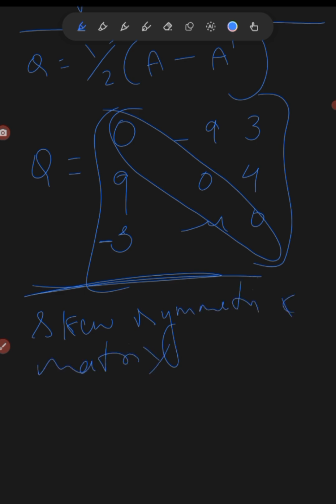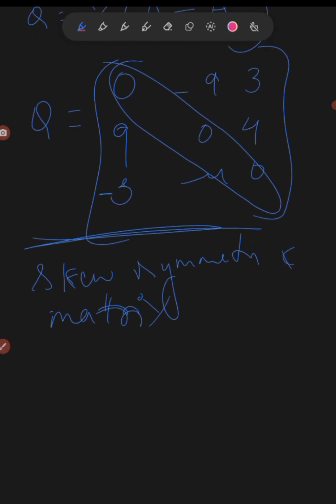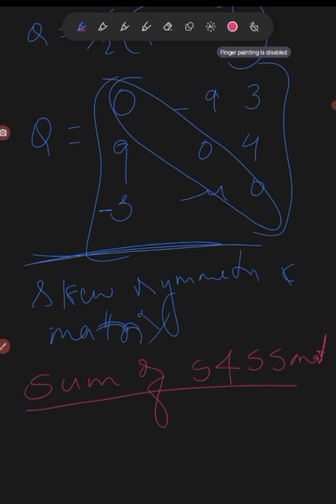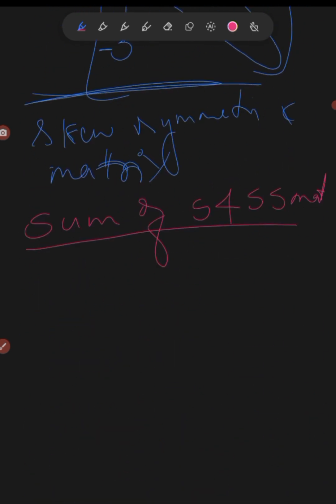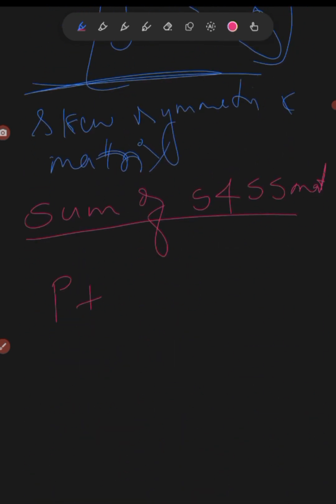They might also ask for the sum of symmetric and skew-symmetric matrix. Then you need to find both the symmetric and skew-symmetric matrices, and at the end you need to add both the matrices you got, like P plus Q. I'm writing directly, but you should write both the matrix P and matrix Q, and then write the sum of matrices you will get.